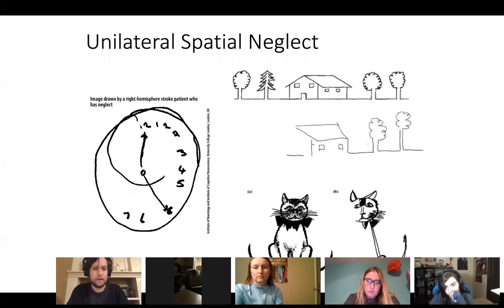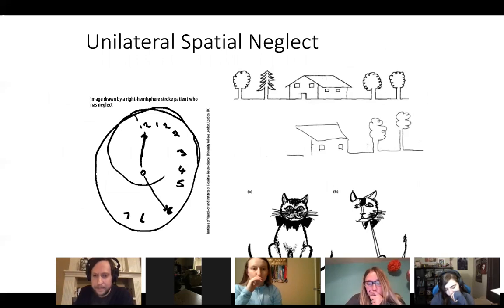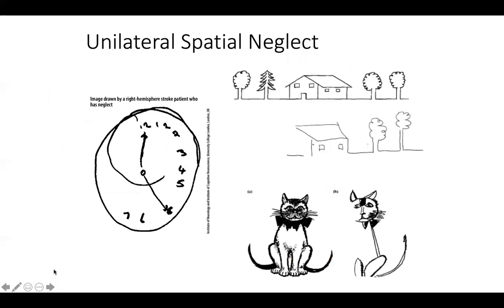Let's move on. Okay, so here's some cool stuff about an impairment of attention that occurs with individuals, particularly after they have damage to the right hemisphere of their brain. It's called spatial neglect, and you can see it in all of these different examples right here. Here, an individual with right hemisphere brain damage was asked to draw a clock. And if you notice, it's pretty obvious that the left side of the clock is missing.